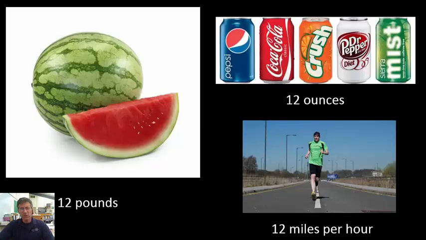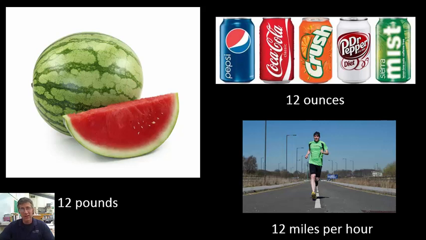Okay, in science, numbers mean all sorts of different things. So we can have a number 12 that can mean all sorts of different things. So I can have 12, and I could have 12 pounds of watermelon. I could have a 12-ounce can, or I could have a jogger that's going at 12 miles per hour. So almost always we're going to have some sort of unit that's going to be associated with the numbers that we use in science. And those units vary quite a bit.